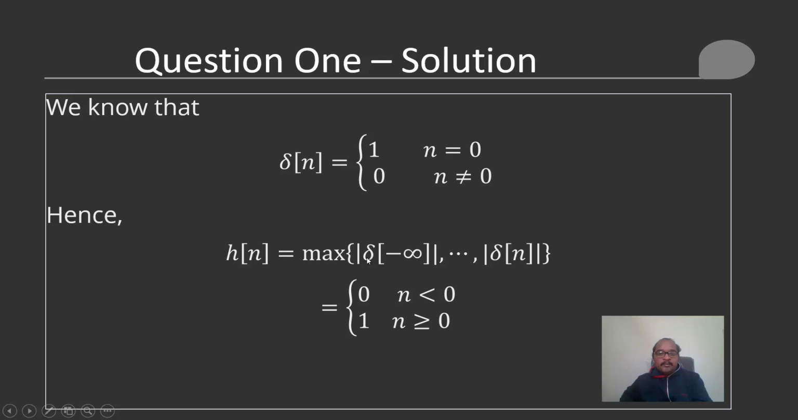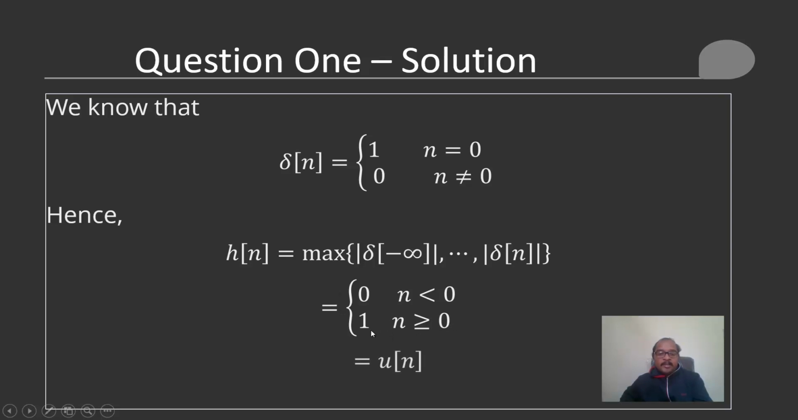If you substitute that, we see that h of n would be equal to the max of modulus of delta of minus infinity up to delta of n. So what happens if n is less than 0? For n less than 0, delta of n is 0, and hence we get h of n to be 0 for n less than 0. When n is greater than or equal to 0, we know that delta of n is 1 for n equal to 0, and hence the maximum of all these samples would be equal to 1, so we get h of n to be 1.